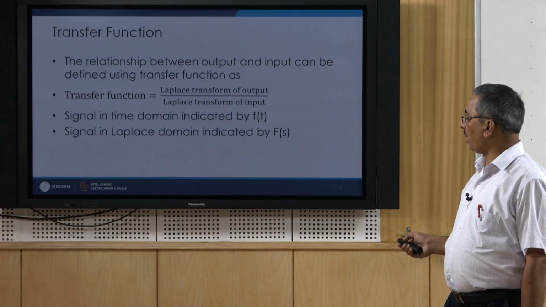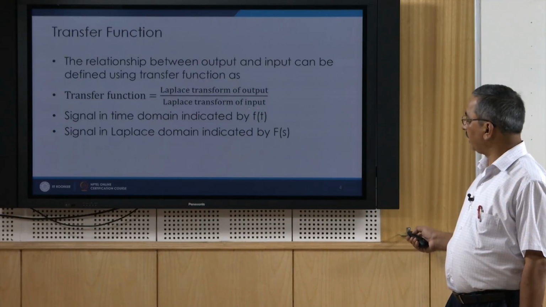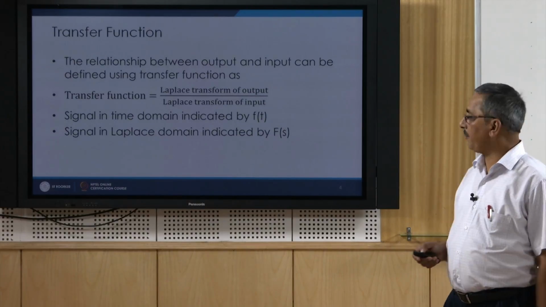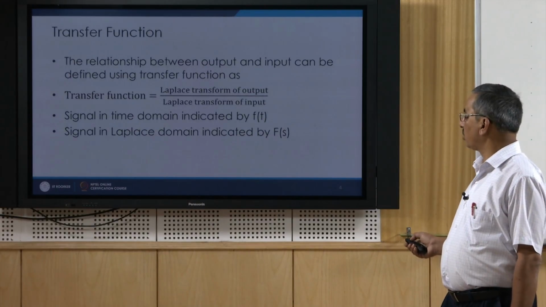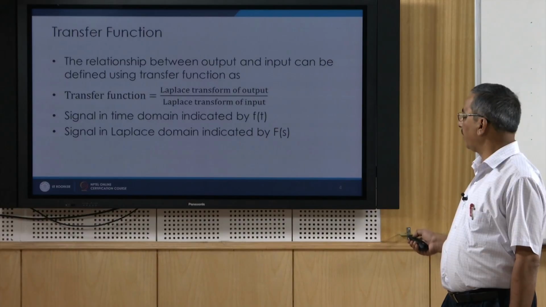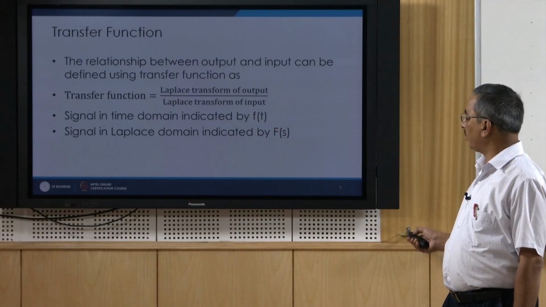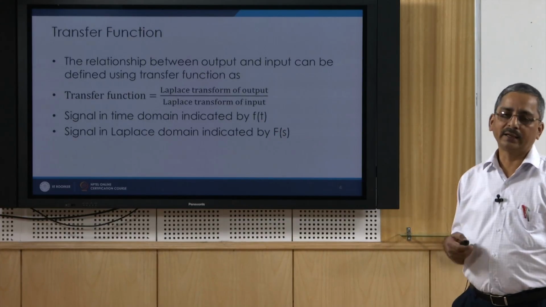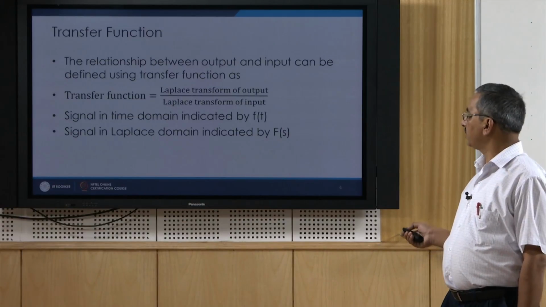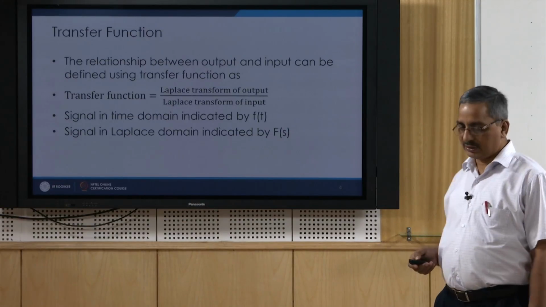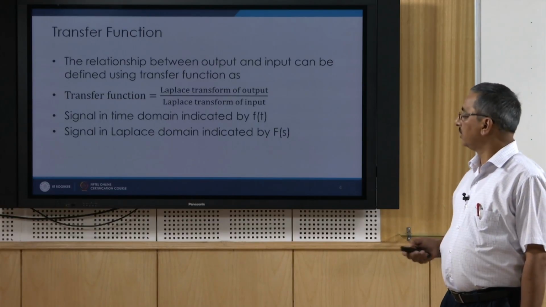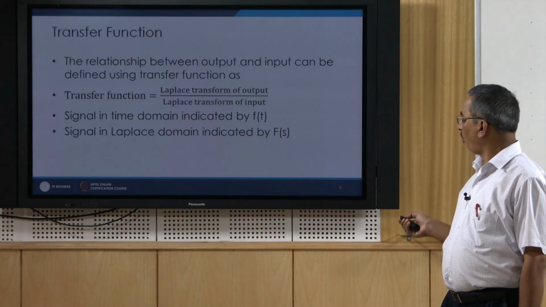Now, signals in the time domain are indicated by f, that is f(t), a function of time, whereas signals in the Laplace domain are indicated by capital F. For small f we write capital F, and for t we write small s, indicating that it is in the Laplace domain. This is the convention followed globally for writing in the Laplace domain.